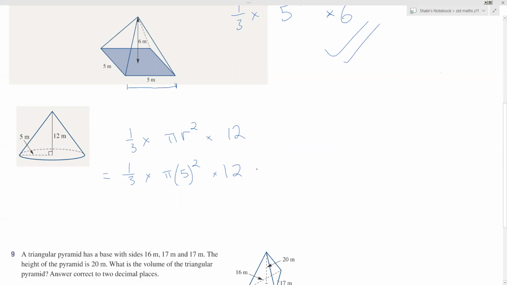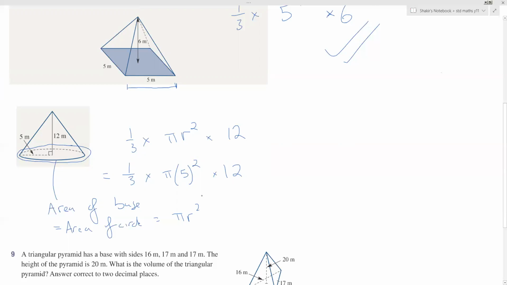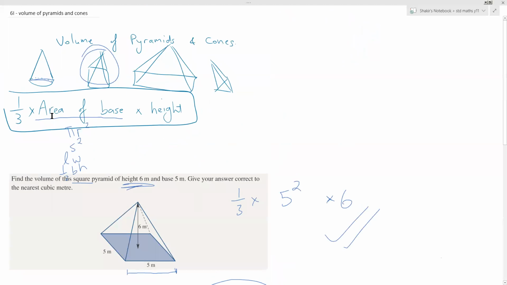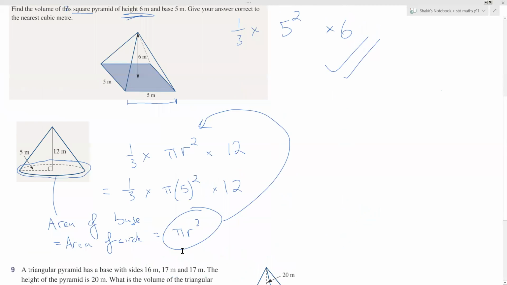So once again, it's fairly straightforward. Notice that the base over here is a circle. How do you find the area of the base? Area of base is equal to area of circle, which is pi r squared. And that's why there is a pi r squared there. The formula is a third of the area of the base multiplied by the height. The base over here is a circle, that's pi r squared. I just put it in and made the appropriate substitutions.